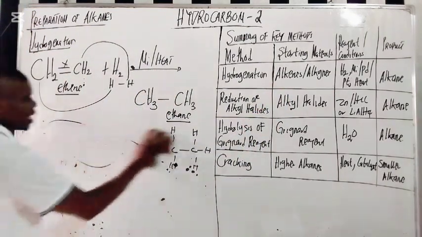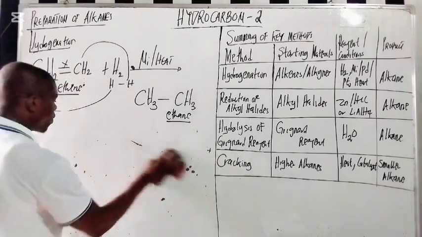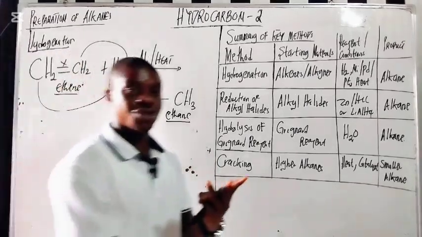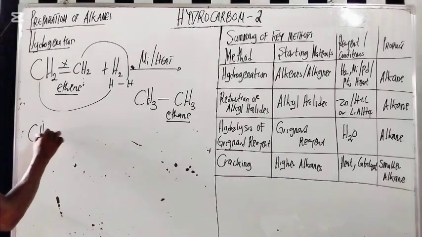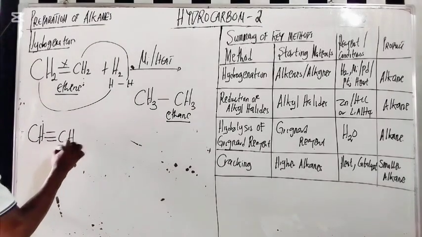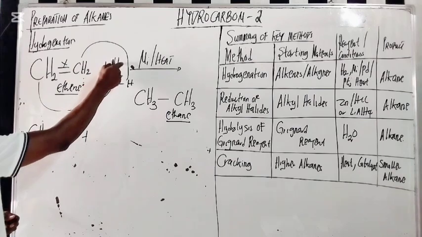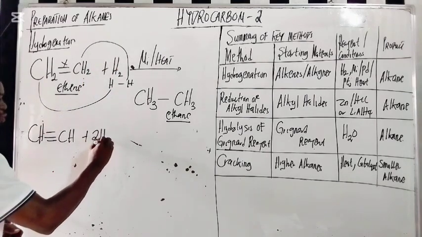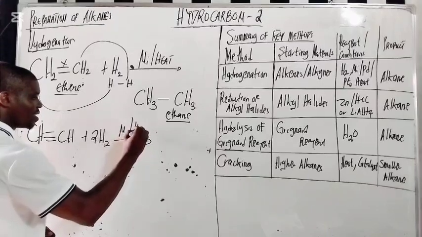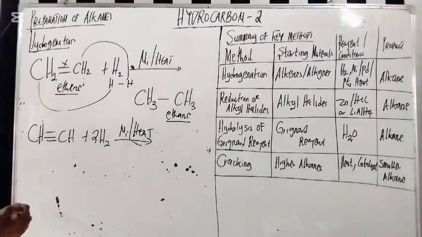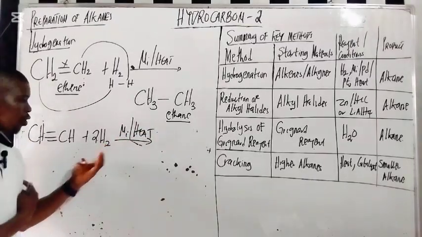Let's try the alkyne. Remember, when we talk about an alkyne, we talk about a triple bond, which is HC triple bond CH here, right? Plus you need two of these, 2H2, with nickel in it. Just that.